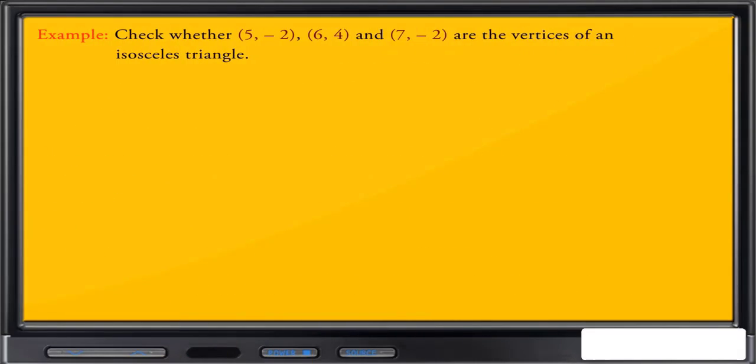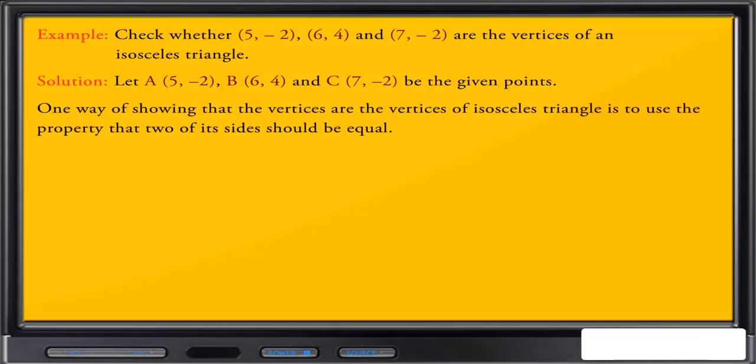Let us do one more example. Check whether 5, minus 2, 6, 4 and 7, minus 2 are the vertices of an isosceles triangle. Let A, 5, minus 2, B, 6, 4 and C, 7, minus 2 be the given points. One way of showing that the vertices are the vertices of isosceles triangle is to use the property that two of its sides should be equal.